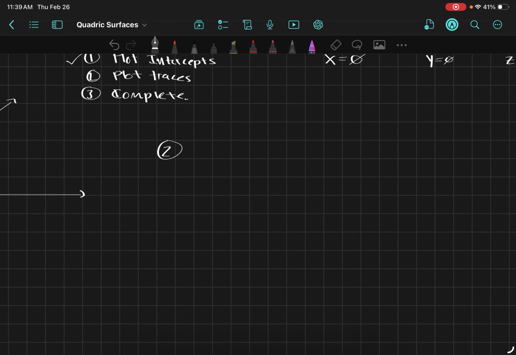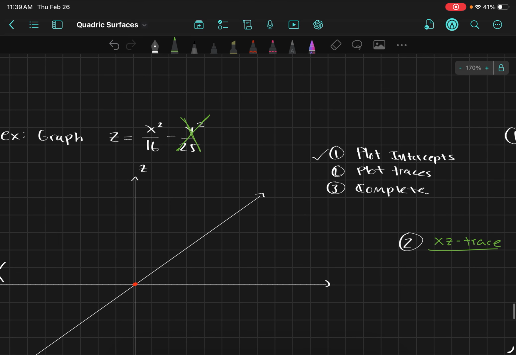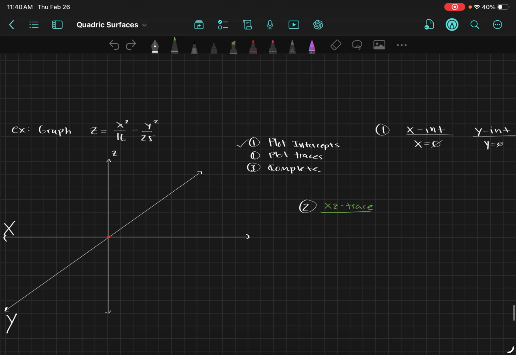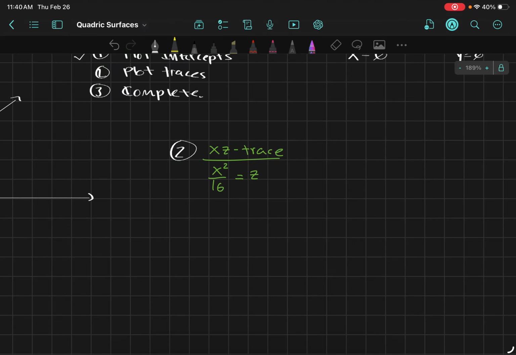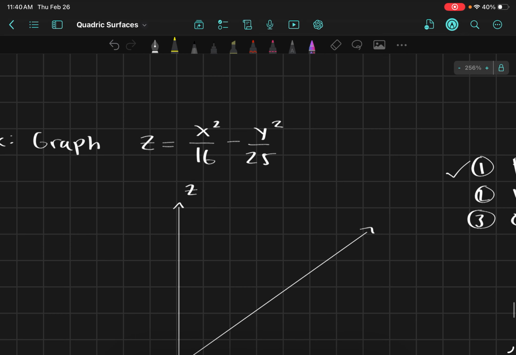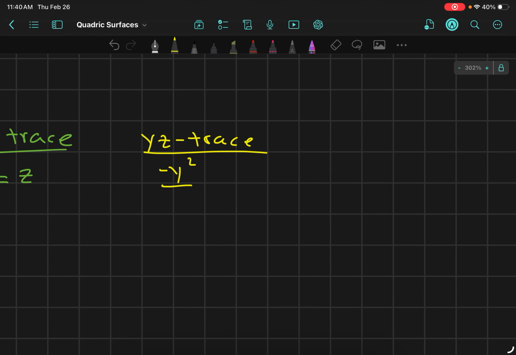Alrighty. Time to plot our traces here. We are going to plot our xz trace first. I believe I do that in green. I always forget, I don't know why. It's when our y is equal to 0. So we have x squared over 16 is equal to z. Pretty simple. That's just going to be a parabola, as we can see. We're going to do our yz trace now. When our x is equal to 0, we have negative y squared over 25 is equal to z. Yet another parabola.